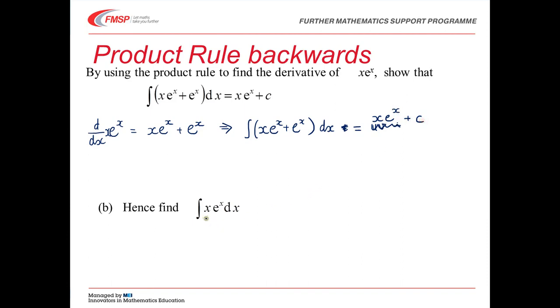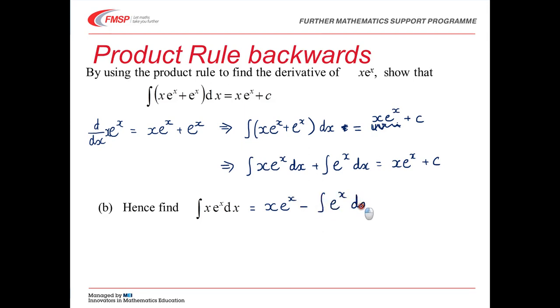Then it says, hence find just the integral of x e to the x. So if I split that into two parts, and then subtract the second integral from both sides, I get the integral of x e to the x is x e to the x minus the integral of e to the x dx, and I can work that out and put my constant of integration back in again now that I haven't got any more integrals.